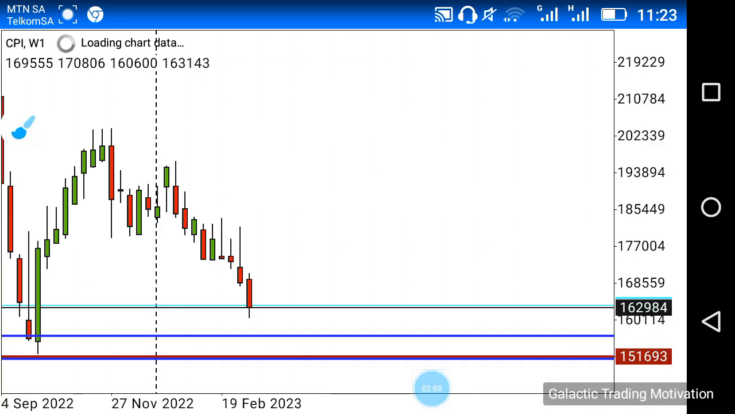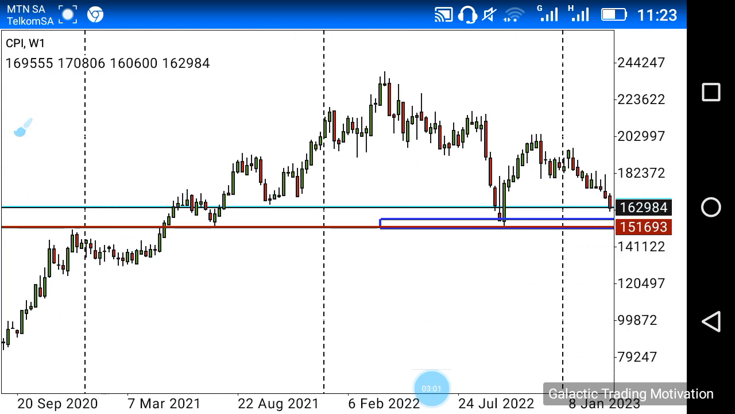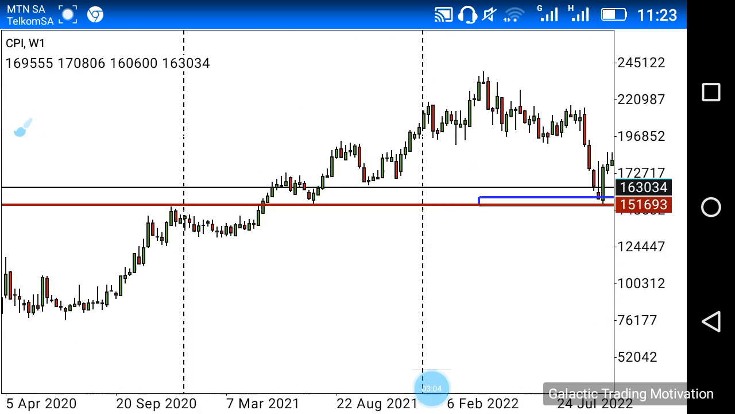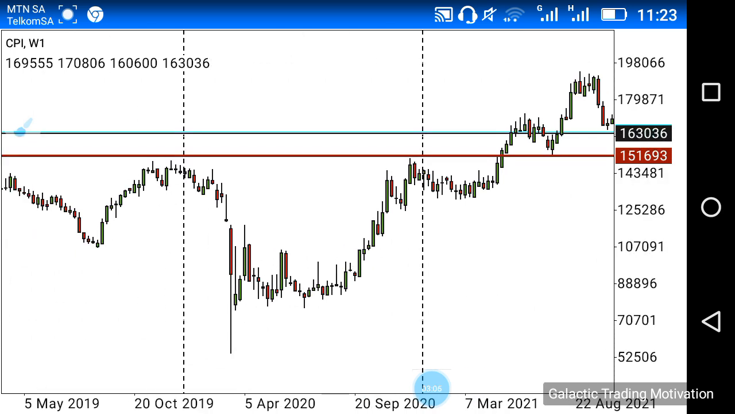Anyway, so here we are on the weekly chart, guys. So what do we see on the weekly chart that we should be paying attention to? Another thing that I see on the weekly chart that is also very much important is this candlestick over here.